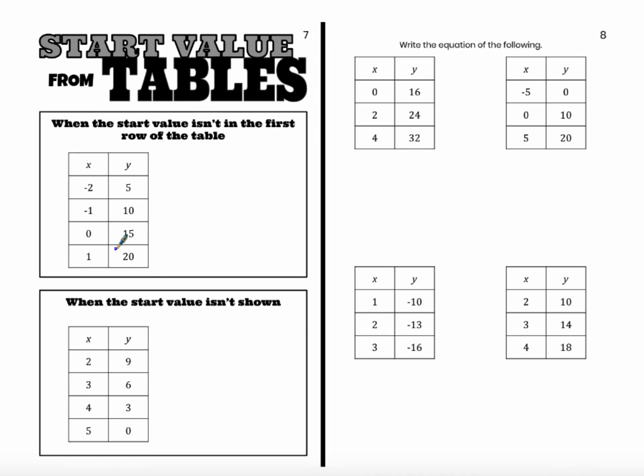If the start value isn't given directly in the table, well, sometimes it's just not given in the first row, so you just need to be careful and make sure you're not looking for the first row, but rather for the y value when x is 0. So here I still have a very straightforward rate of change. My rate of change is 5. My start value is 15. My whole equation is y equals 15 plus 5x, or 5x plus 15.